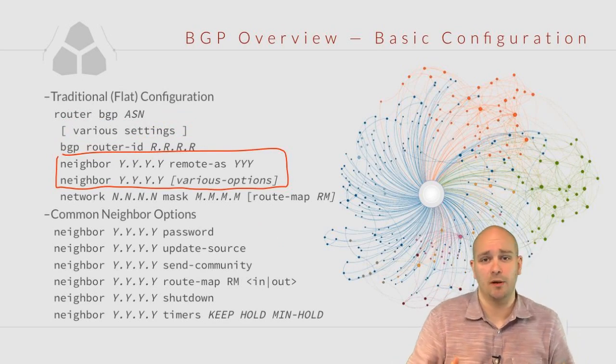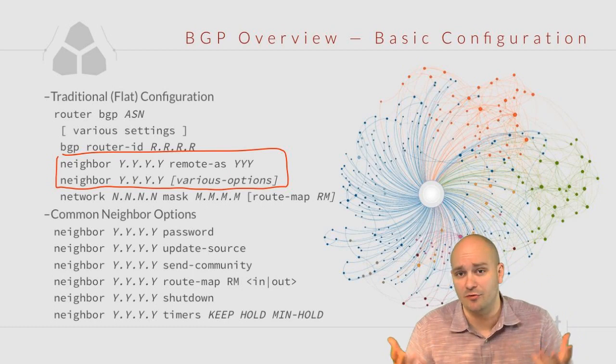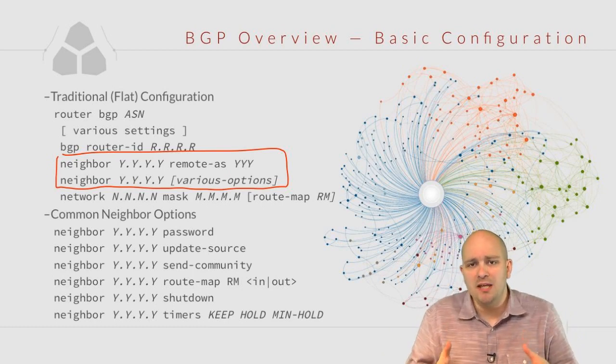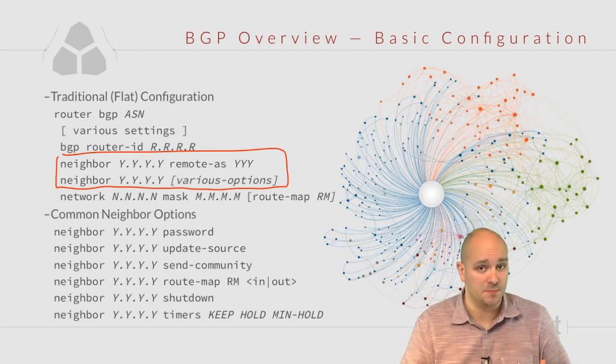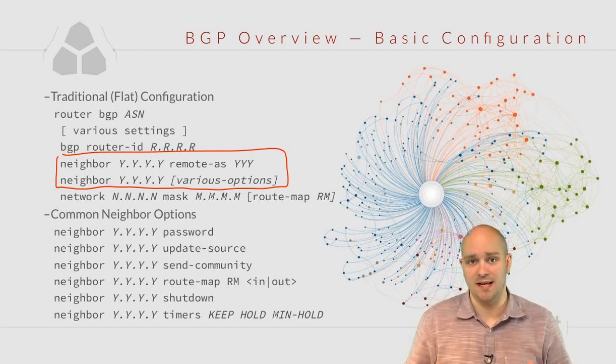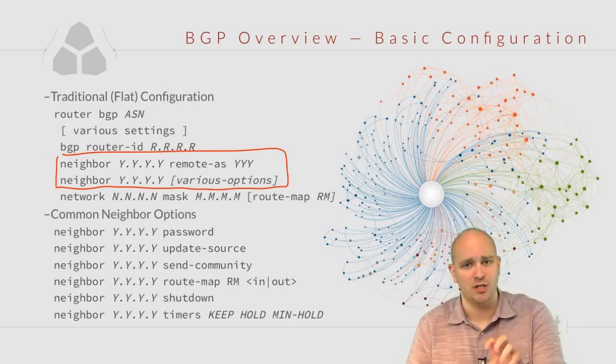Unlike interior gateway protocols, unlike EIGRP, OSPF, RIP, IS-IS, and all the others, BGP is technically speaking not enabled on a per network or per interface basis. The way BGP is enabled is on a per neighbor basis, so neighbors need to be defined manually. This is not always true.